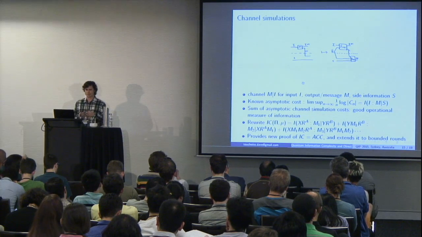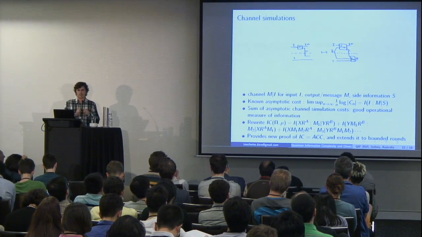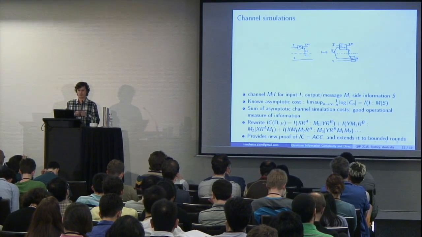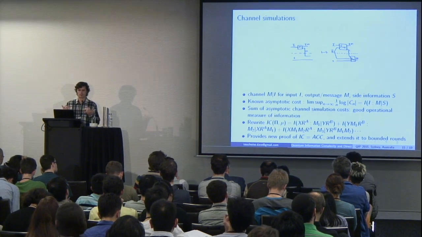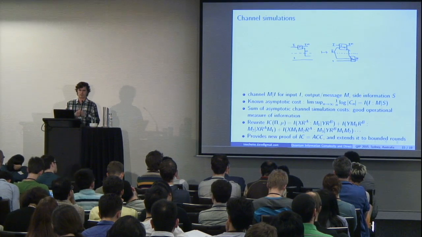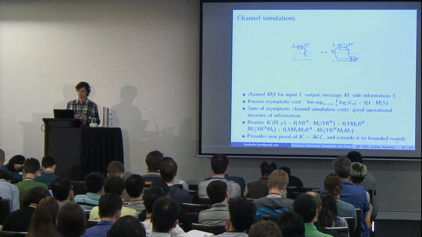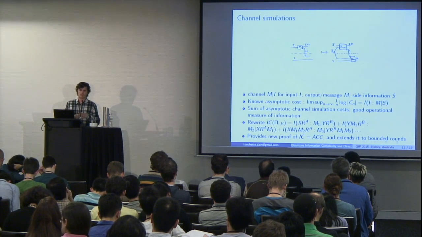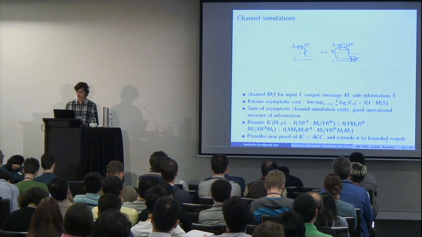So if we take the intuition from unidirectional communication, that the asymptotic communication cost should be a good measure of how much information is contained in the message, then the sum of the asymptotic channel simulation costs here should be a good operational measure of how much information is conveyed by the protocol. And if we just rewrite this sum of asymptotic channel simulation costs, it's exactly equal to this previously defined notion of information cost. So it gives an intuitive new proof that the information complexity is equal to the amortized communication complexity. That also preserves the round complexity.